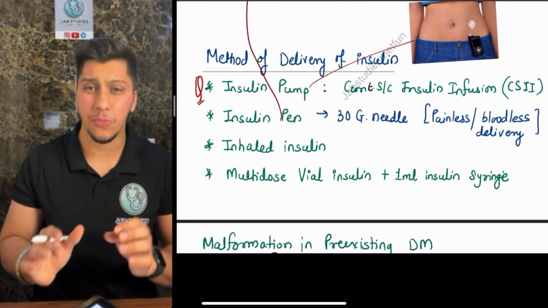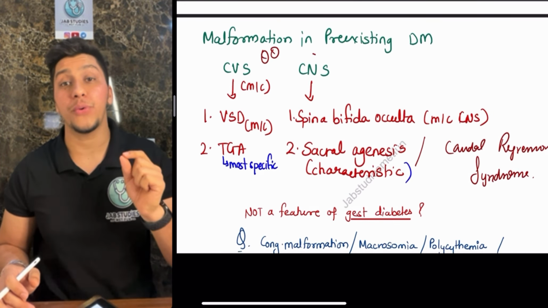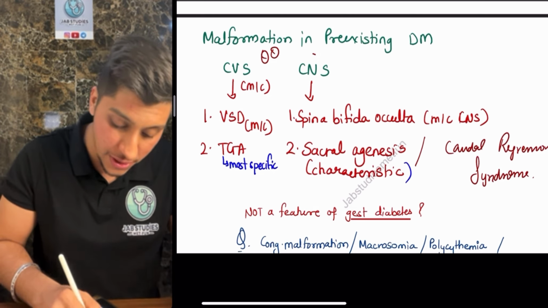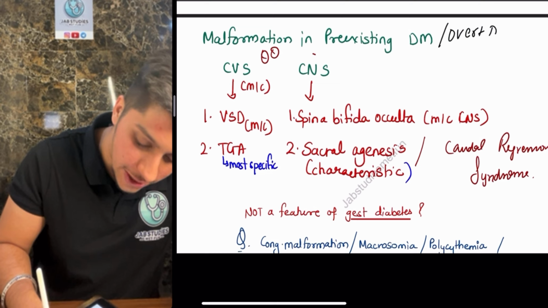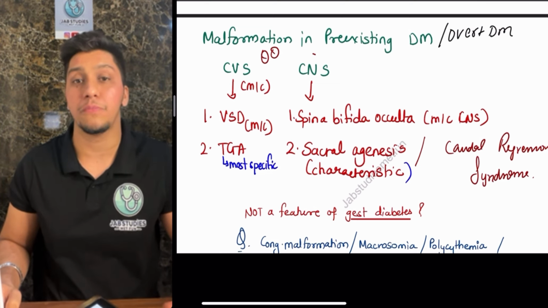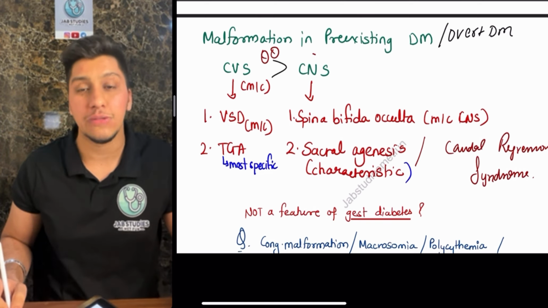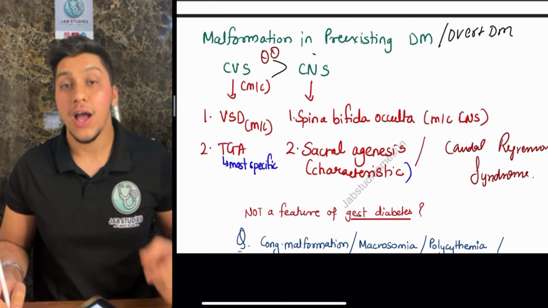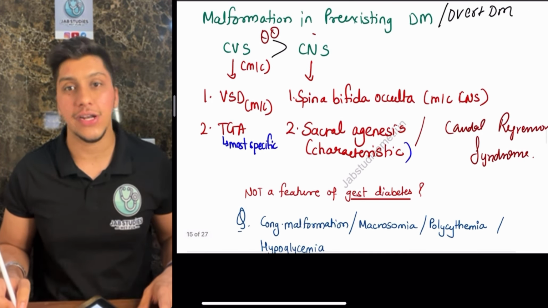I hope you understood this topic, a very important topic. What are the malformations you see in pre-existing diabetes? Very important. Pre-existing diabetes is also known as overt diabetes. With respect to pregnancy, what is the most common type? You will see cardiovascular ones are much more common than the CNS ones. Amongst the cardiovascular ones, the most common type is VSD, that is ventricular septal defect.